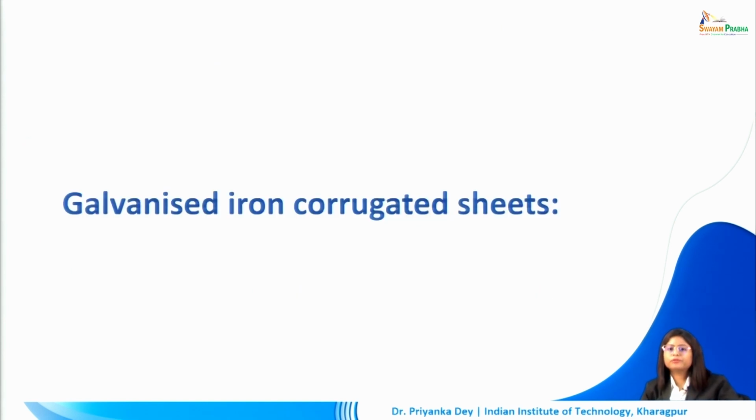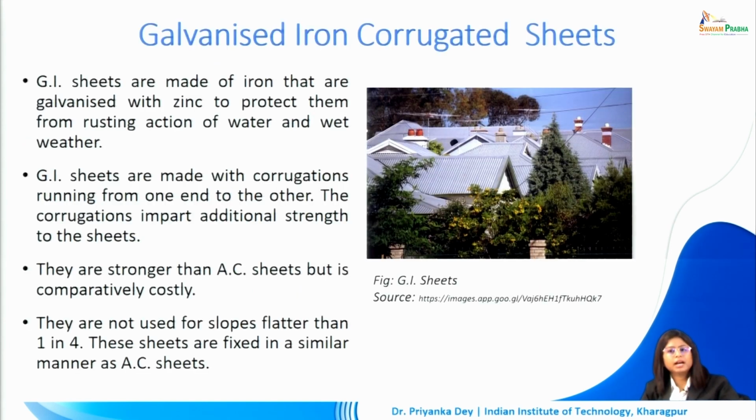The next type of corrugated sheet we can use is the galvanized iron one. Now GI sheets are made up of iron that is galvanized with zinc to protect them from the rusting action of water and wet weather. GI sheets are made with corrugations running from one end to the other. The corrugations impart additional strength to the sheets. They are stronger than AC sheets, but comparatively costlier, and they are not used for slopes flatter than 1 in 4.